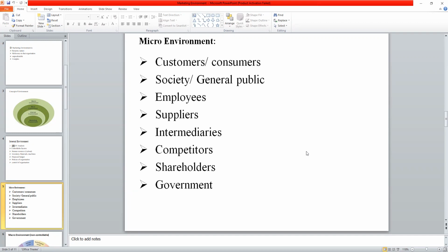The employees, when it comes to the internal environment as well as the micro environment, form a very important part of an organization. They are an asset for the organizations. Now, if you take today an example of the IT companies, you will find that the employees toggle from one company to the other company. So it becomes challenging for these organizations to retain the employees at a particular level.